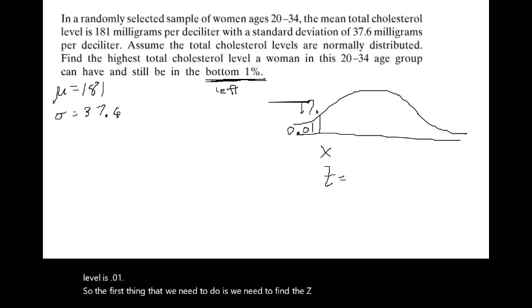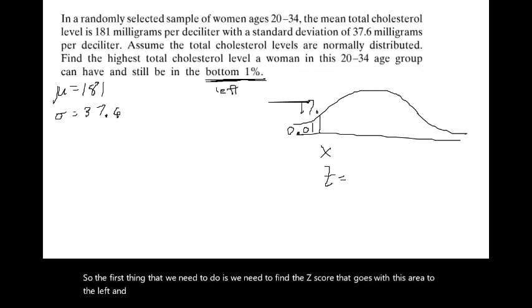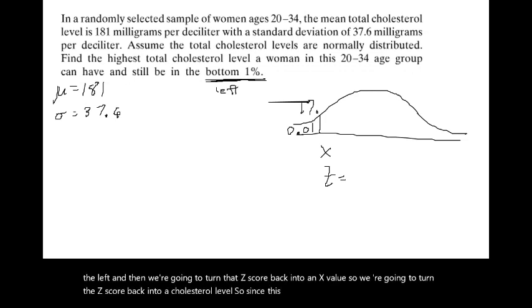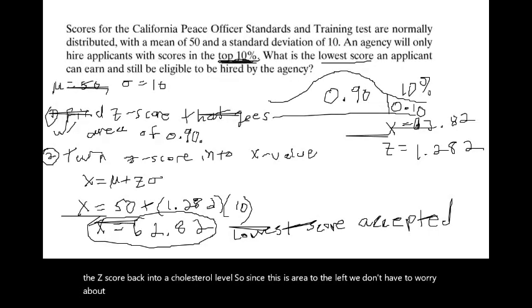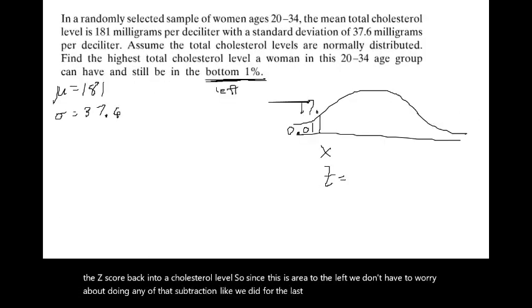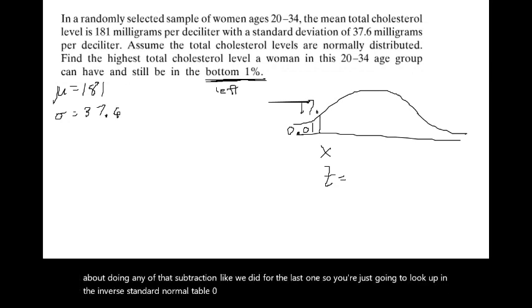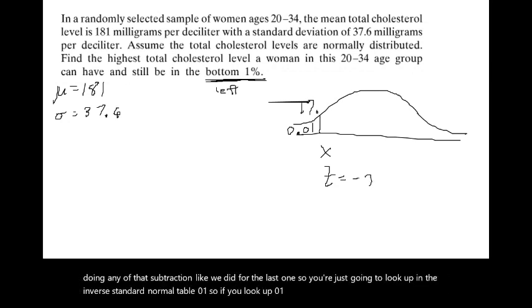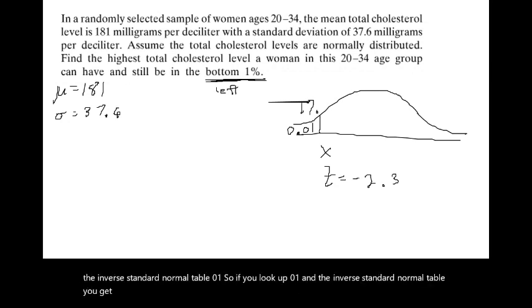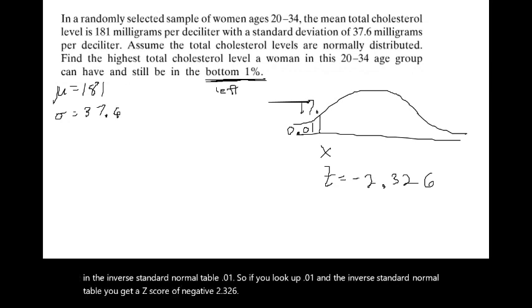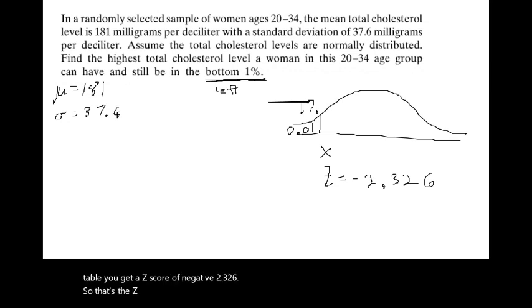So the first thing that we need to do is find the z-score that goes with this area to the left, and then we're going to turn that z-score back into an x value, a cholesterol level. Since this is area to the left, we don't have to worry about doing any of that subtraction like we did for the last one. So you're just going to look up 0.01 in the inverse standard normal table, and you get a z-score of negative 2.326. So that's the z-score that goes with the bottom 1%.